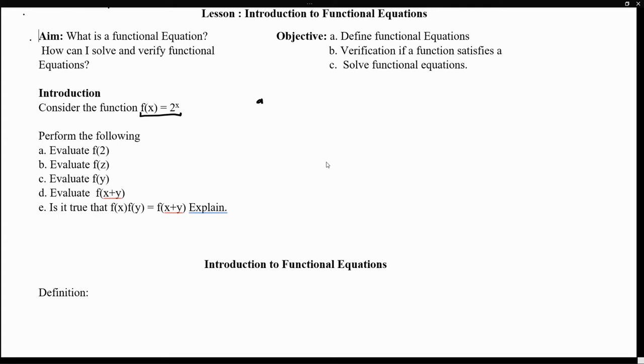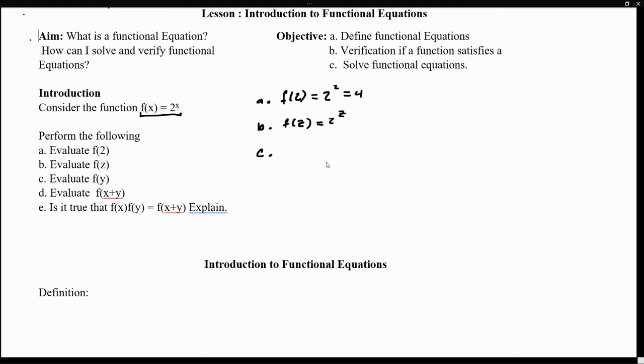So let's start. Well, what is f of 2? All this is saying is that I'm going to go to my function and evaluate it at 2. So therefore, I'm going to get 2 to the second, which is just 4. So what exactly is f of z? This is saying go to the function f, and every time you see a value of x, you plug in z. So therefore, my output is 2 to the z.